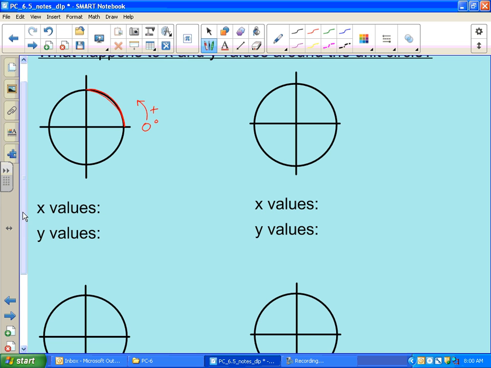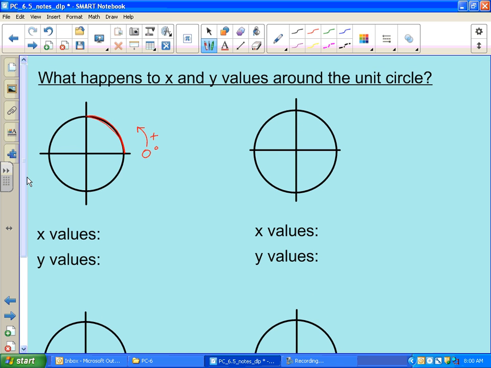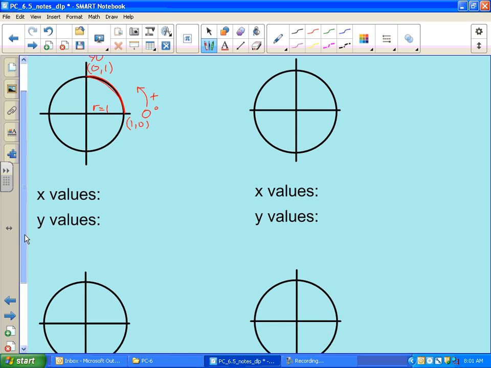as I do this, if I start at 0 degrees and I go positive, I can see what's going on with my x values and my y values. Going from 0 degrees up to 90 degrees, we see that my point's x values get smaller. Remember, they're starting at 1, 0, and look what they end up at, 0, 1, because again, we're talking unit circle, radius of 1. So x's go from 1 to 0, which means they're decreasing, and y's go from 0 to 1, which means they're increasing.